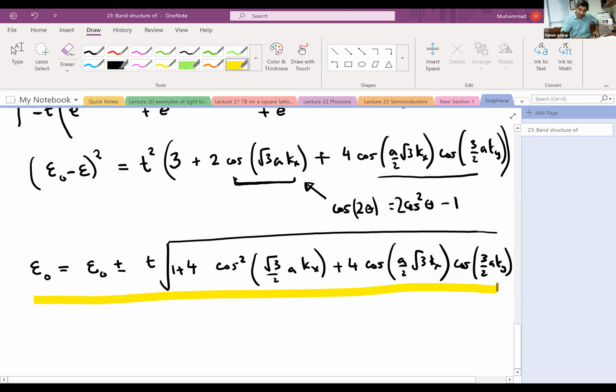Let me see how I can plot it. I plotted it for you already in Mathematica. Excuse me. So let me share my screen in an appropriate fashion.